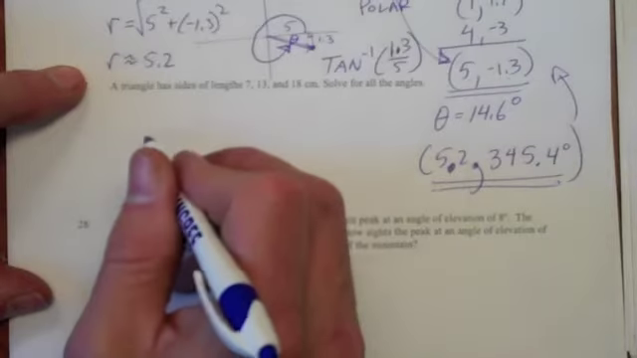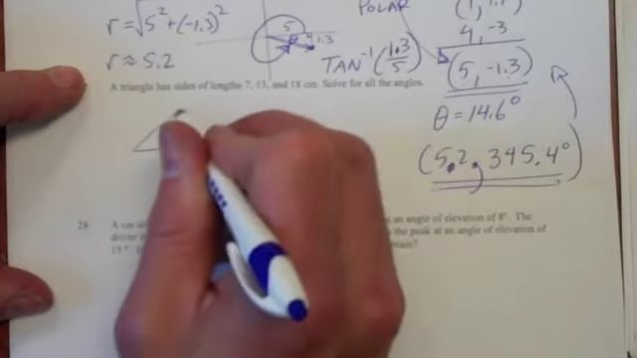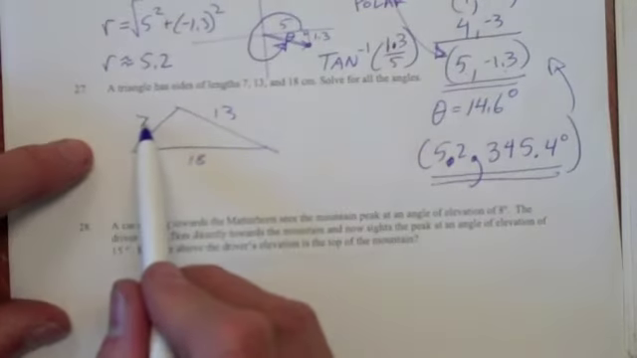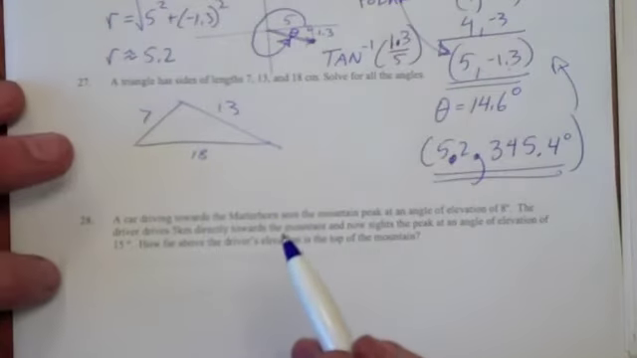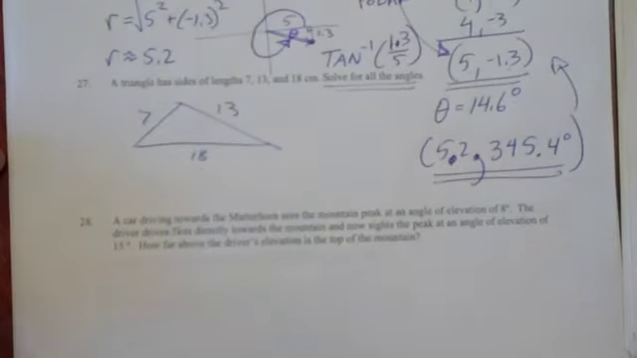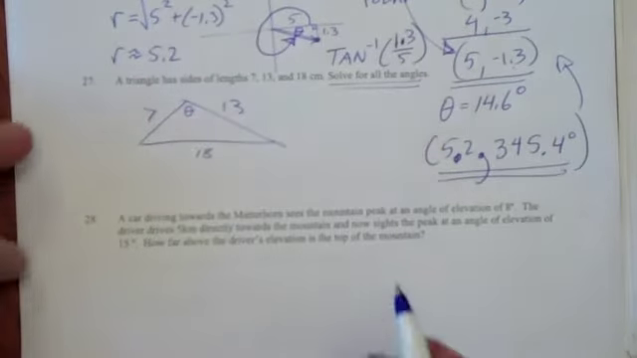Triangle has sides of 7, 13, and 18. There's 18. There's 7. There's 13 approximately. You always want to make sure that 7 and 13 add up to more than 18, otherwise you won't get a triangle. Solve for all the angles. This is a law of cosines problem. And I'm going to solve for the largest angle first. It's easy to do that.